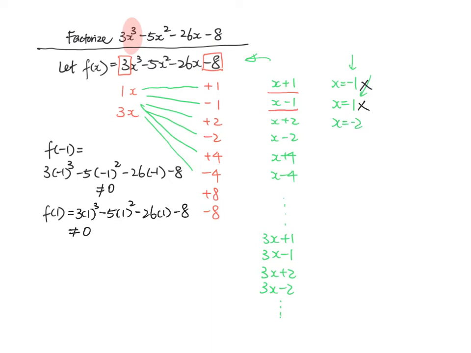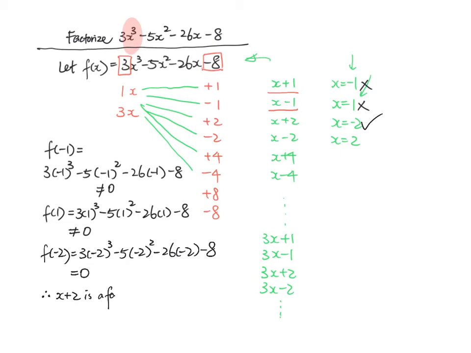So this one's negative 2, 2. We keep trying until we find the one that gives 0, right? So now if we try the third one, when x equals negative 2, f of negative 2 actually gives us a 0 here. Okay, so this one is good. So therefore, x plus 2 is a factor of f of x.